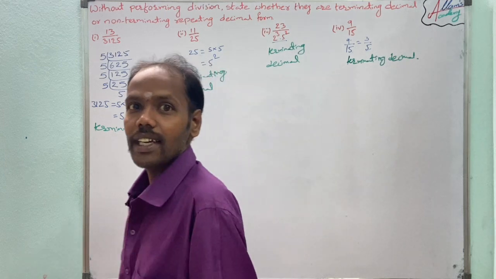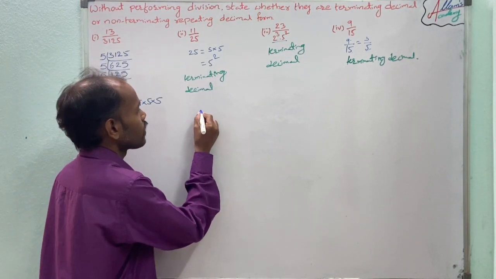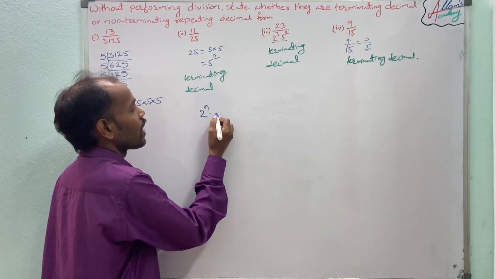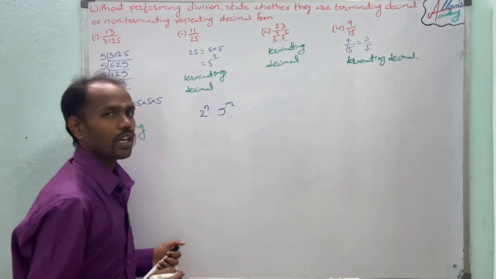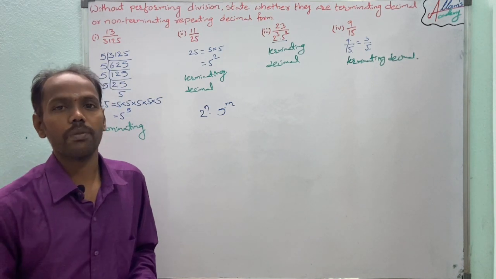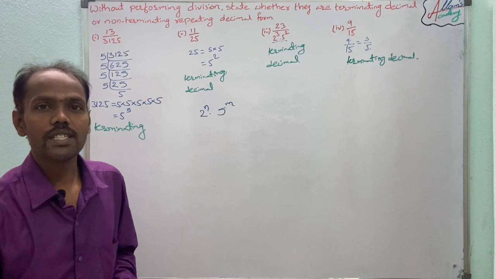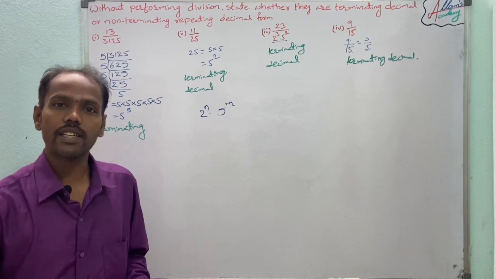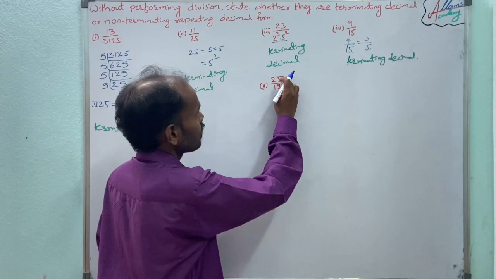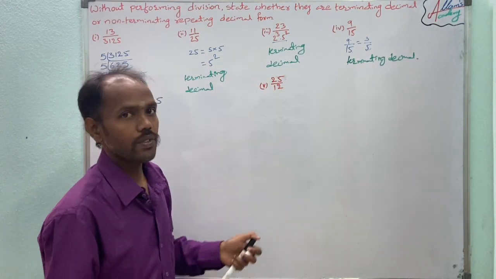So here, if a number is of the form 2 power n, or 5 power m, or the product of 2 power n into 5 power m, then it is a terminating decimal; otherwise it is a non-terminating decimal. Here we are looking at 25 by 12. Now it is in the simplest form only.